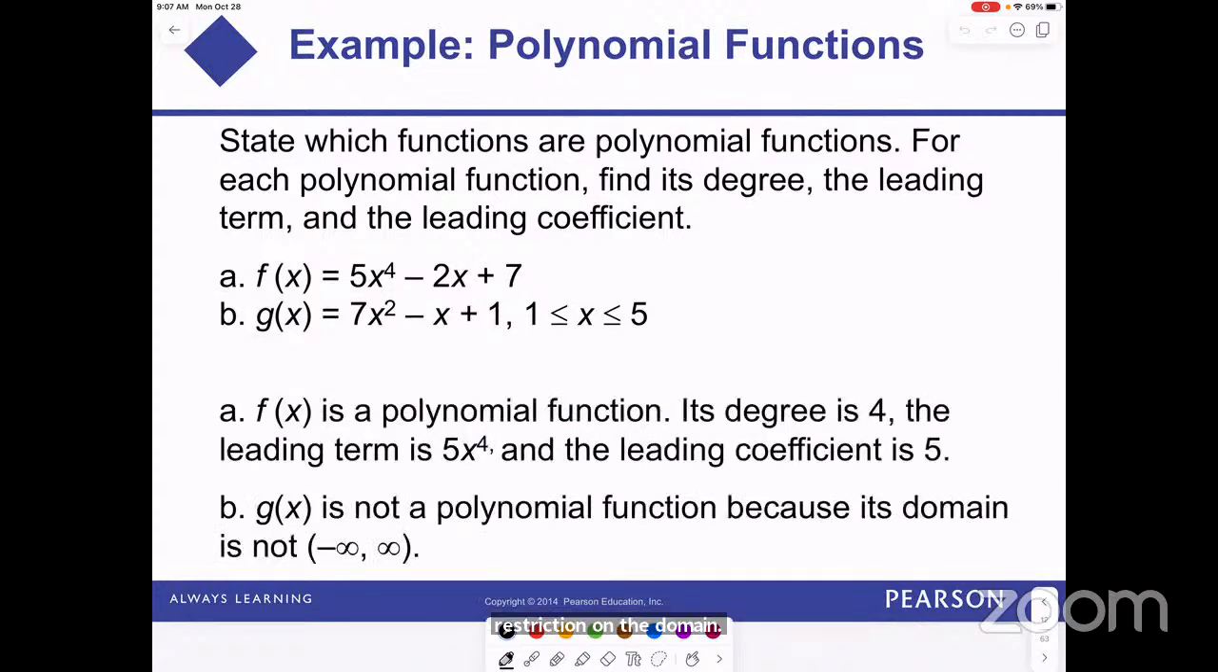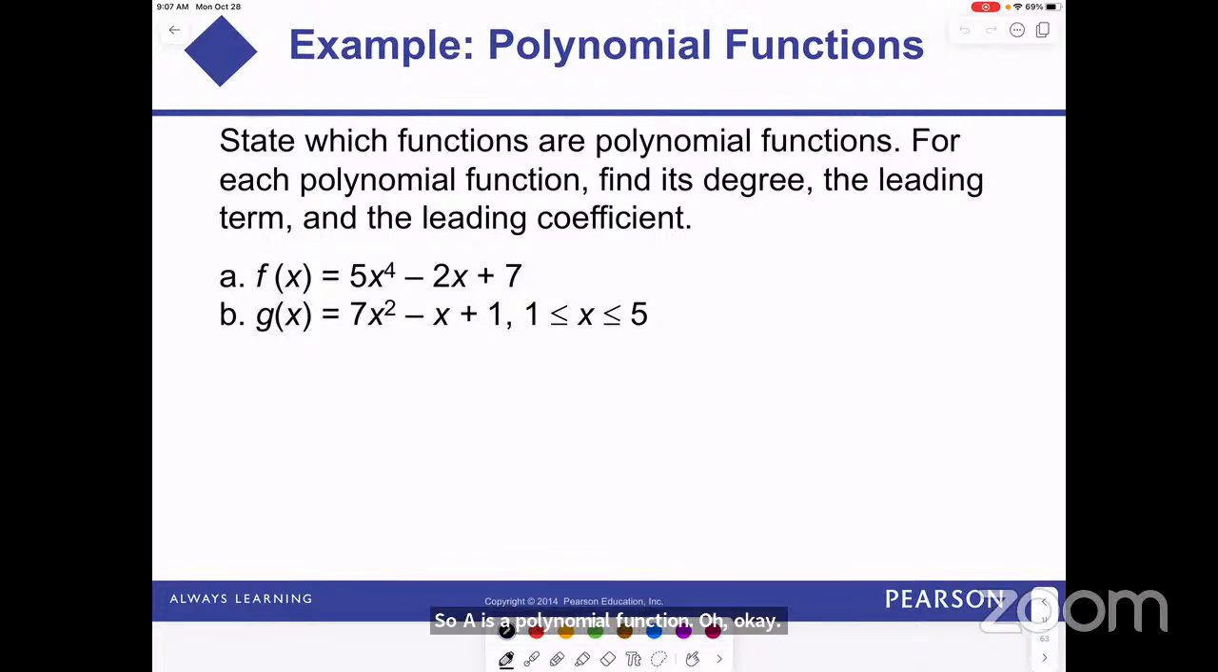Okay, so because part A is a polynomial, it asks us to find the degree, the leading term, and the leading coefficient. The degree of a polynomial is the highest power on any variable, right? So if we're looking at A, the degree is going to be 4, because the highest power on any variable is 4. The leading term is the term with the highest power, so the leading term is 5x to the power of 4. And the leading coefficient is the coefficient of the leading term, so the leading coefficient is going to be positive 5.